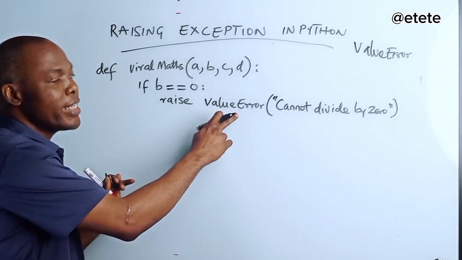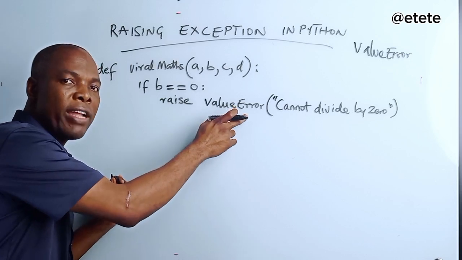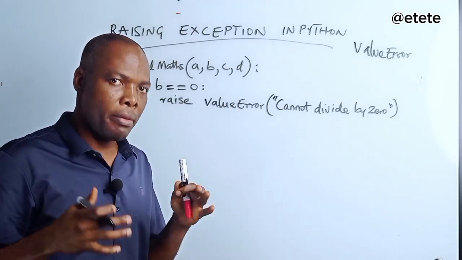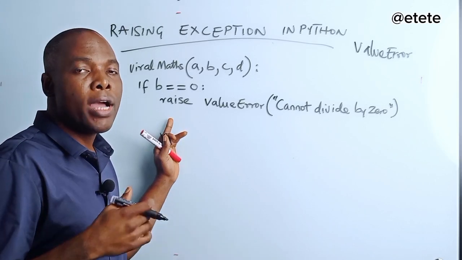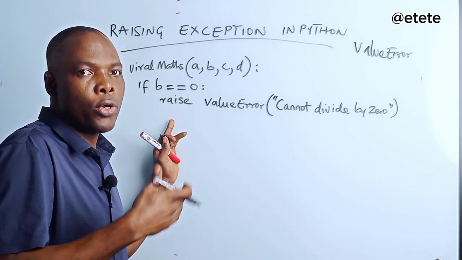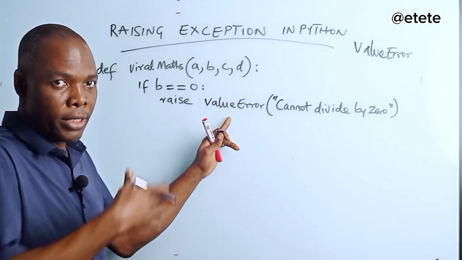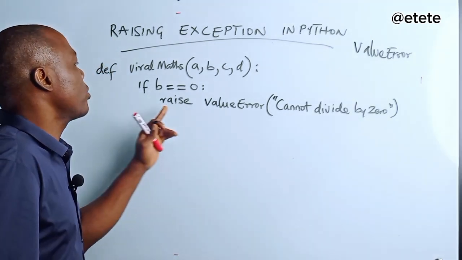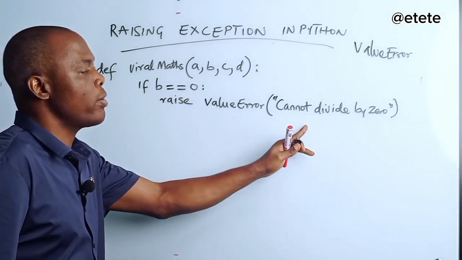So you are raising this error, which is value error. This value error is a built-in error in Python. Now, in the next class, I'm going to teach you how to create your own exception, which is your own error, and how you raise it. So in this one now, I'm raising a built-in exception. That is what I'm raising in this class. So if B equals to 0, raise value error.